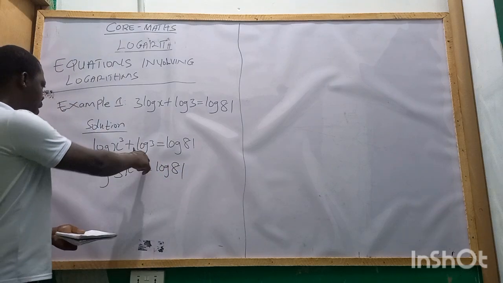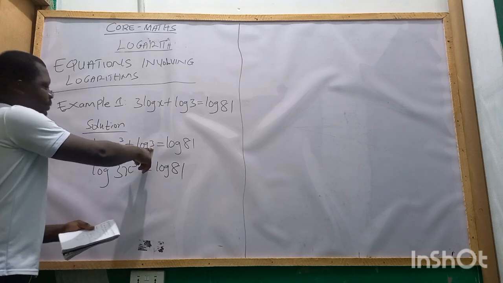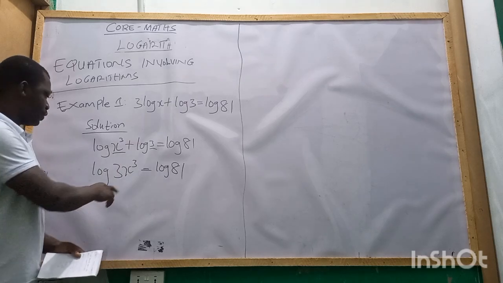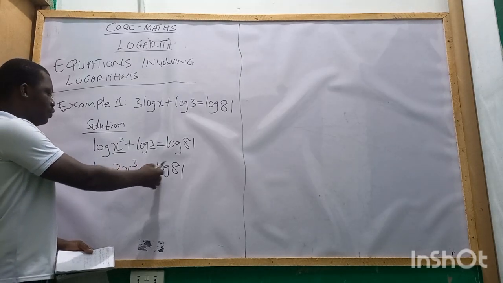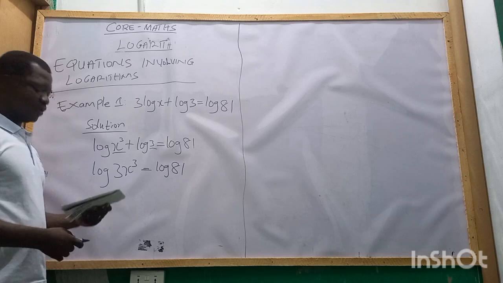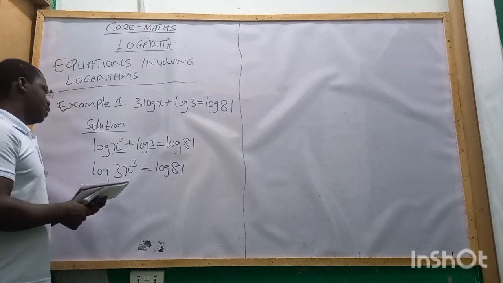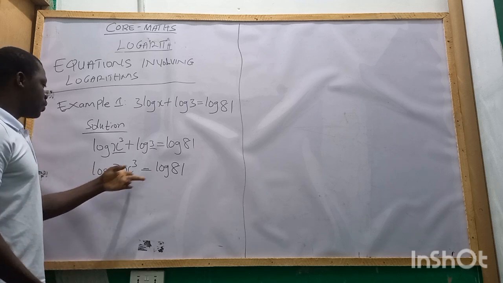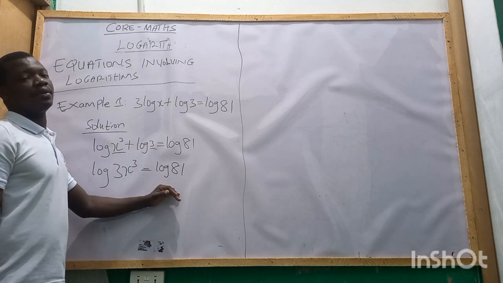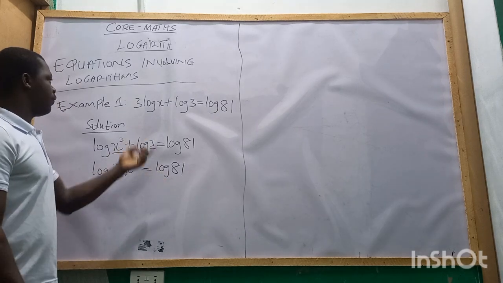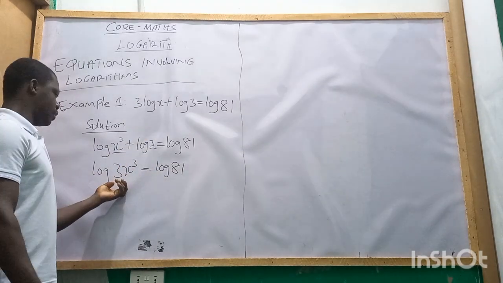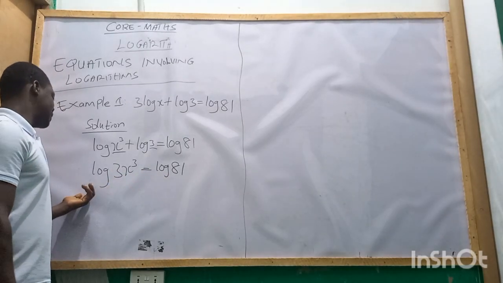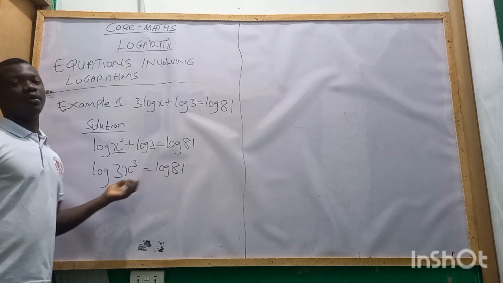So this will pull out the log, then multiply the numbers in front of the log. So we multiply 3 by x cubed. So I had log 3x cubed equal to log 81. Okay, so let's proceed. Anytime you have such an equation, log 3x cubed equal to log 81, and they say you solve for the value of x, what we'll do is take anti-log. Anti-log means we just take off the log.